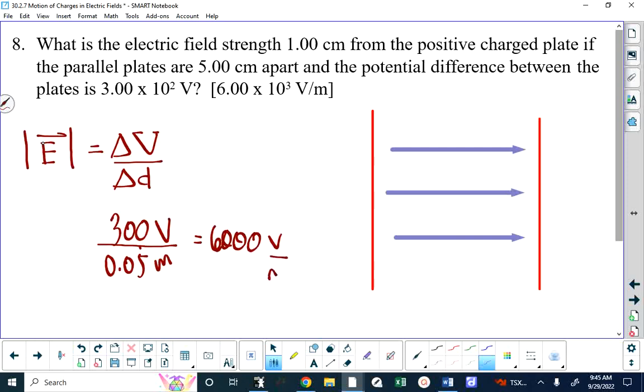I've got this diagram up here to remind you that this is what the electric field lines look like between parallel plates. And the fact that they are parallel field lines means they are equally spaced, which means the electric field is the same everywhere. So if I said, what is the strength of the electric field here or here or here or here, it's the same everywhere. And this is there just to confuse you.